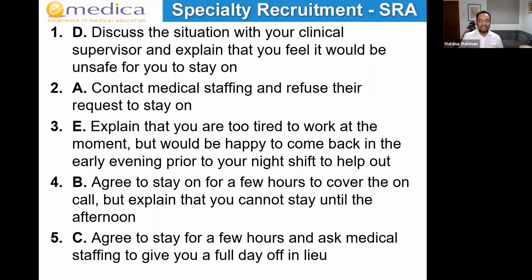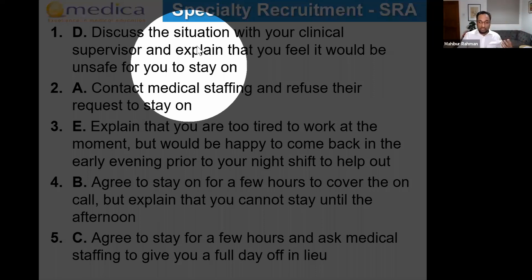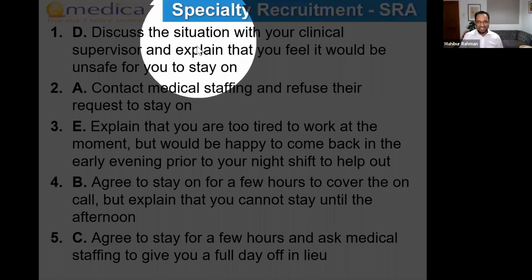What you're doing in D is by explaining the situation to your consultant and saying, look, I think it's unsafe in the situation. Look, they've asked me to stay on even though I've just finished nights and I'm so tired. And I think it's not safe.